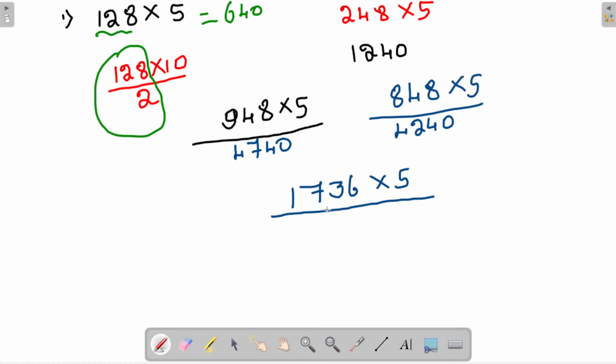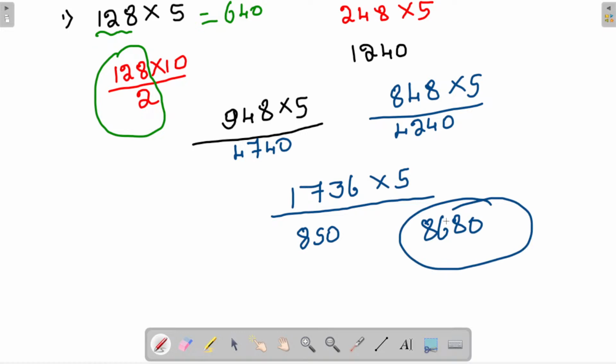If I take 1700, half of 1700 is 850. Half of 36 is 18. 850 plus 18, 868, into 10. Your answer will be 8680. Is it clear? That is any number multiplication by 5 if it is an even number. For an odd number, the same process, with a small change. You just write it, the even number case.